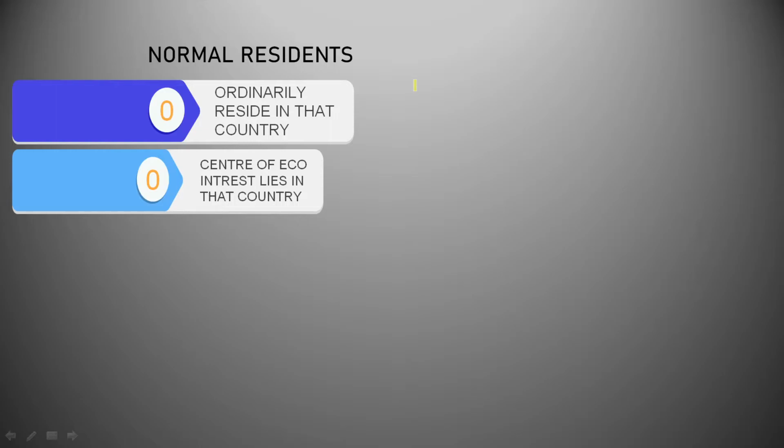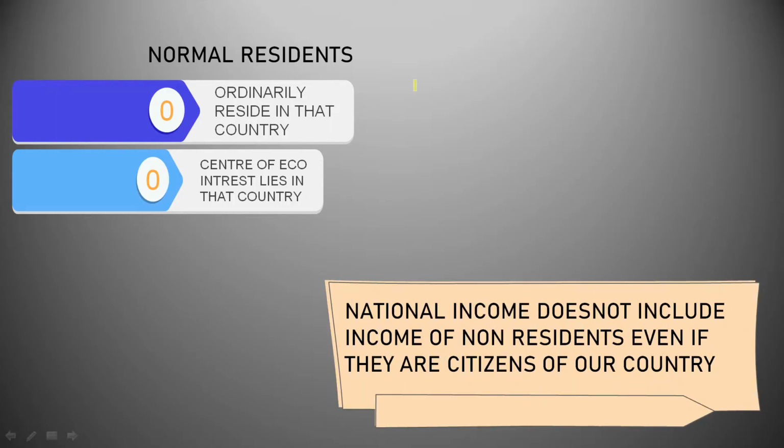So, yes, national income does not include the income of all the non-residents, even if they are citizens of our country. Right, you got it. Non-residents are the ones who are not residents, and even if they are citizens, national income is not going to include their income. It's only going to include the income of normal residents of our country.